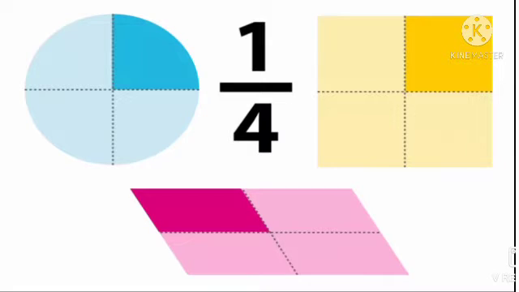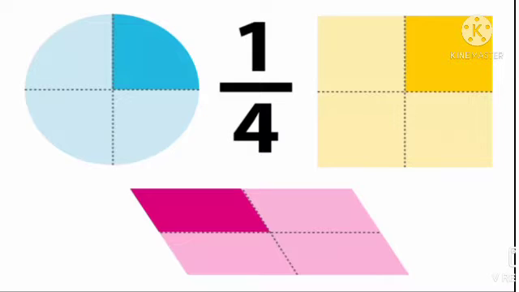Let us see some more examples. Here, the first shape is known as a circle and the second shape is a square. The third one is a parallelogram. Here, all these shapes are divided into 4 equal parts. 4 represents the denominator, the total number of parts. And one part is shaded, darker than the other ones.